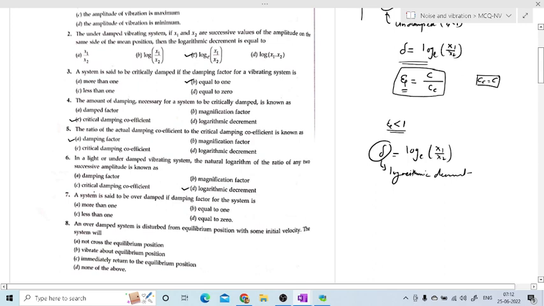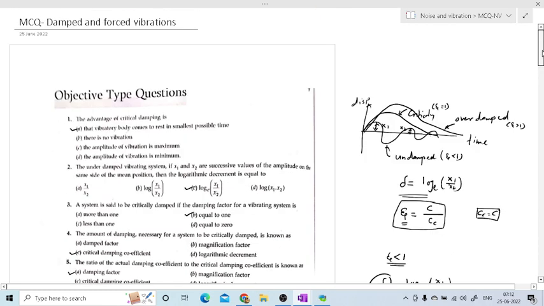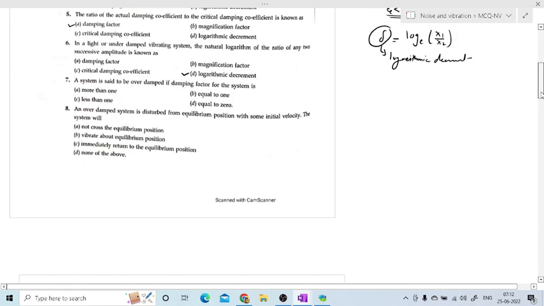Okay, D. Now next, a system is said to be overdamped if damping factor is, see, in first graph we have seen that for overdamping system the value of zeta which is required should be greater than 1. So the answer of this question is a system is said to be overdamped if damping factor is greater than 1. So it is more than 1. So answer is A.